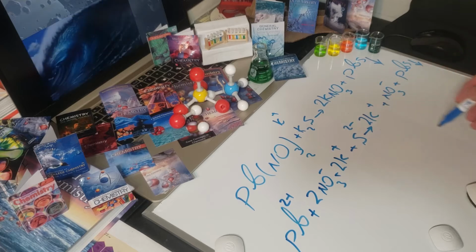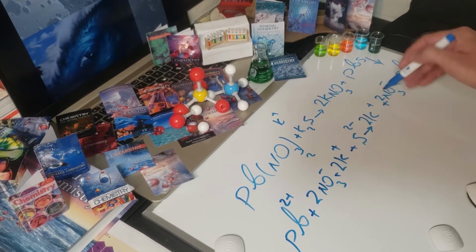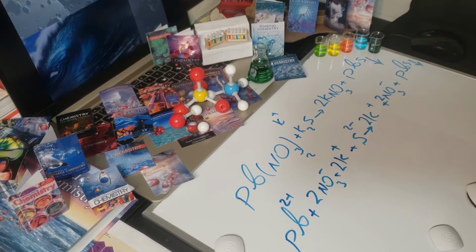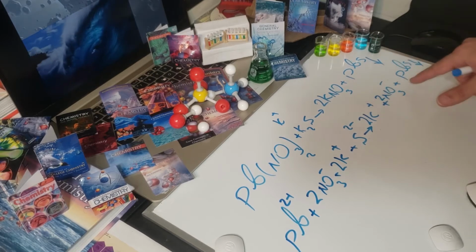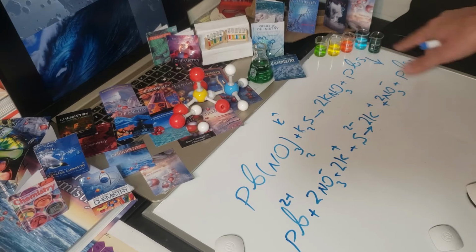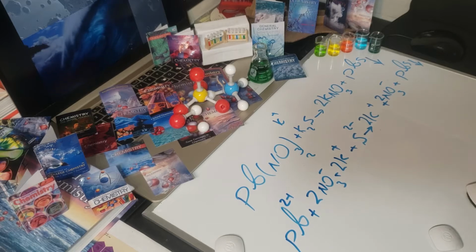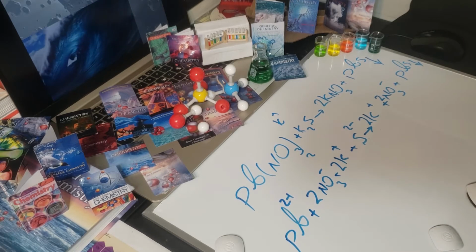Also here you have 2 K plus and 2 nitrates as well. The 2 applies to both of those. And PbS, one Pb and one S. So actually that one is not dissociable. And this is called the total ionic equation.